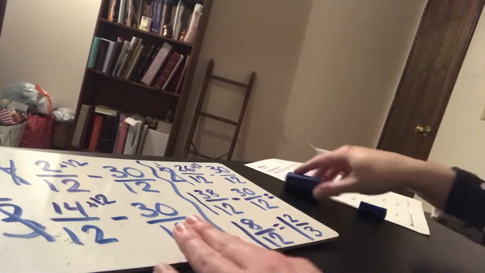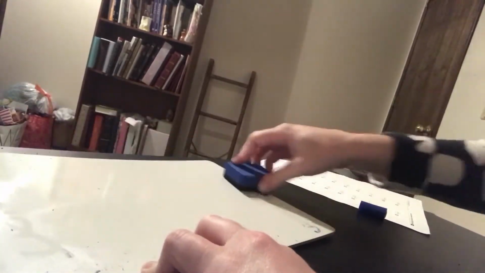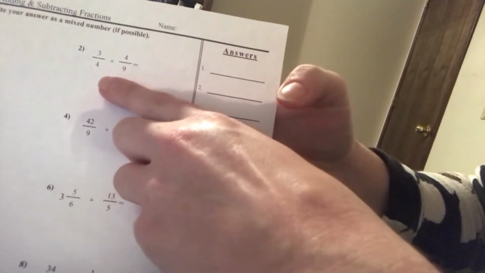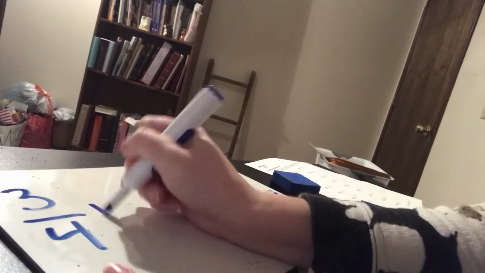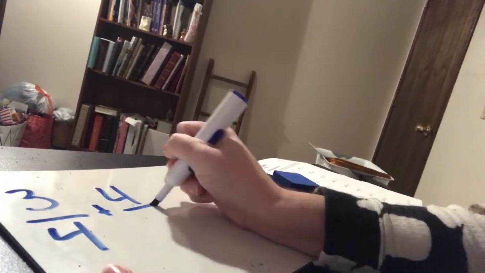So I'm going to give number 2 on this page a go as well. That was number 1 from the adding and subtracting fractions page. This is number 2. Number 2, right here, is 3/4 plus 4/9. Okay, this one's a little more simple. There's not the whole numbers getting in our way. 3/4 plus 4/9.